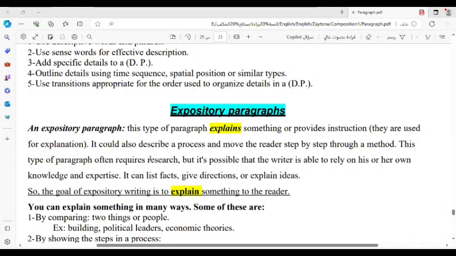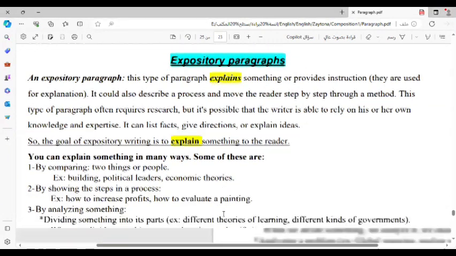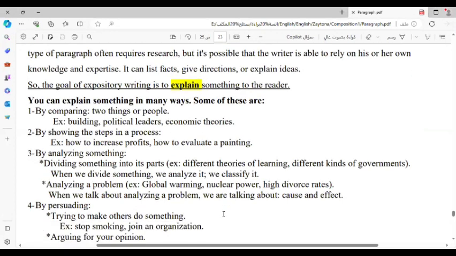Okay, it could also describe a process and move the reader step by step through a method. This type of paragraph often requires research, but it is possible that the writer is able to rely on his knowledge and expertise. It can list facts, give direction, or explain ideas. Those are some theoretical information, I know that, but we will have some examples in order to make it clearer.